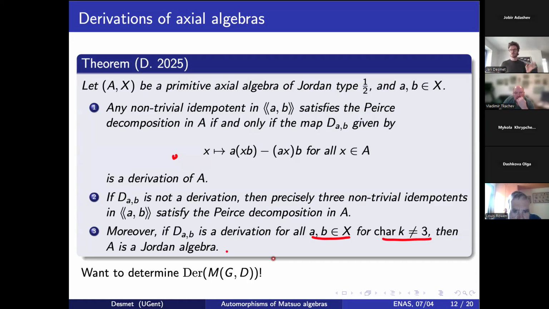And then with this philosophy in mind, you can think, okay, so maybe the size of the derivation algebra of a Matsuo algebra tells you how close it is to being Jordan. Not only that, but it might help you with finding some other examples of primitive axial algebras of Jordan type, which is something I haven't mentioned yet, but up until this year, the only non-trivial primitive axial algebras of Jordan type that were known were either Jordan algebras or Matsuo algebras, but it turns out that you can have more things than that. But essentially, we want to know what this derivation algebra is. That's our goal now.